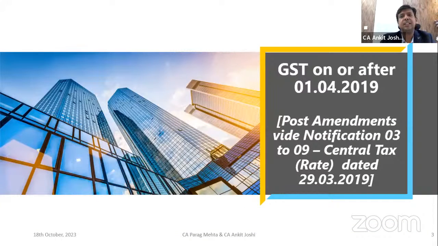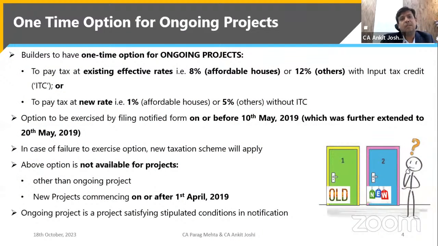So let's see what changes were exactly there from 1st April 2019. Whatever projects were ongoing as on 1st April 2019, here they had defined what ongoing projects were. All the projects where the commencement certificate was issued before 1st April 2019, that is 31st March 2019, no completion certificate or occupation had been done before March 2019, and partly or wholly some of the apartments were sold before March 2019. If these criteria were met, then the project qualified as an ongoing project.